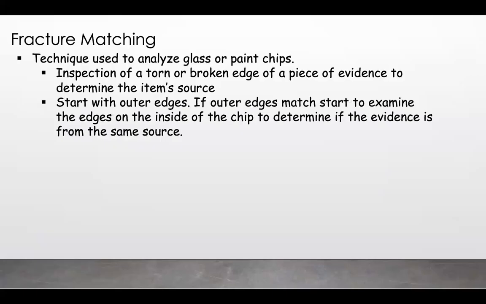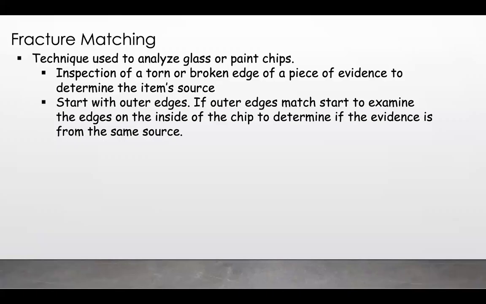And then the last technique that we could have used was fracture matching, and it's a technique used to analyze glass, paint chips, or tape. It is basically inspecting a torn or broken edge of a piece of evidence to determine the item's source. It's used to see if two items came from the same source or if they are two different items. And so when examining, you want to start with the outer edges.